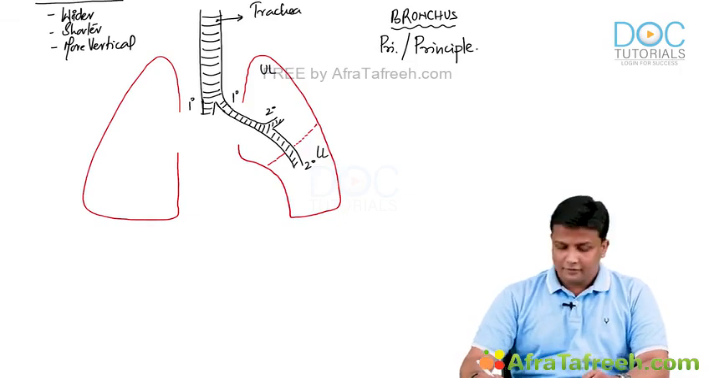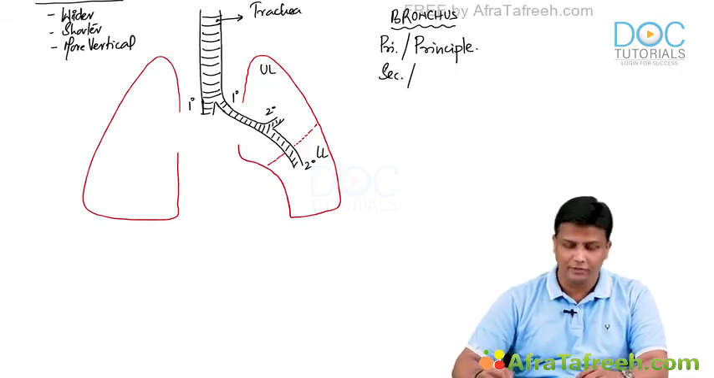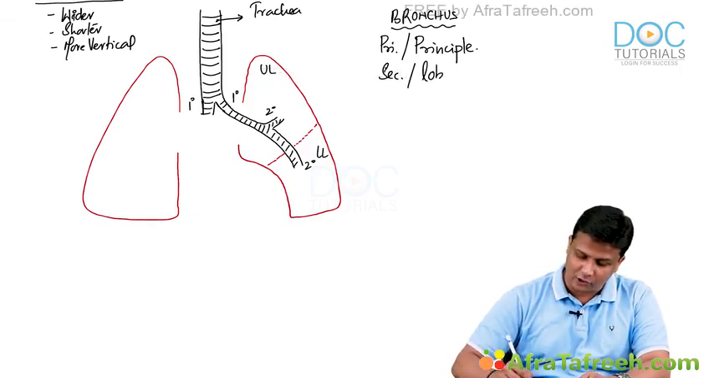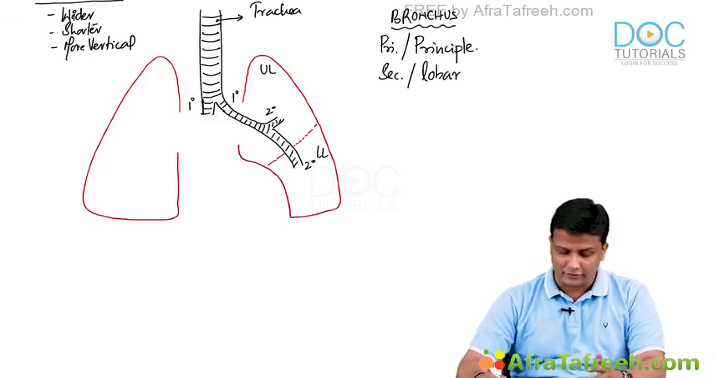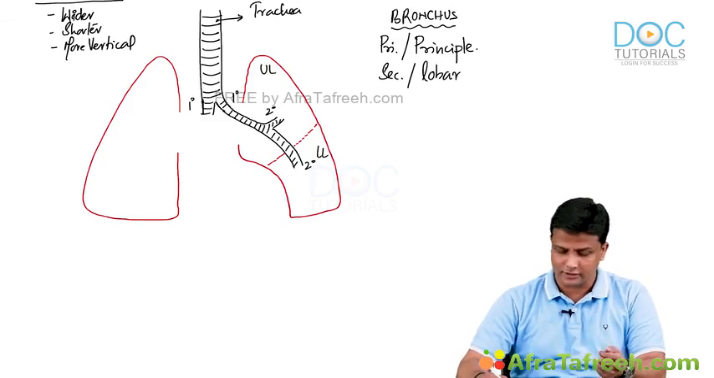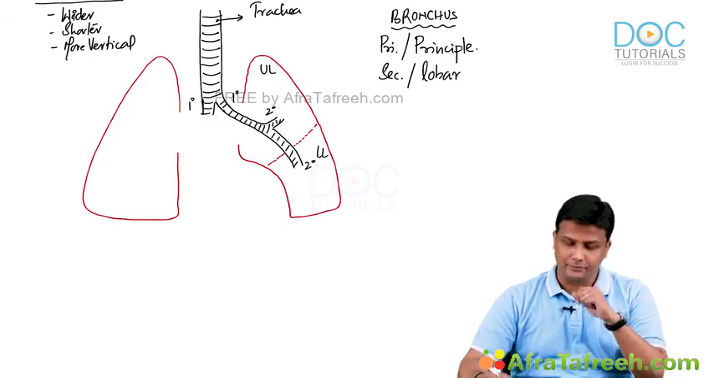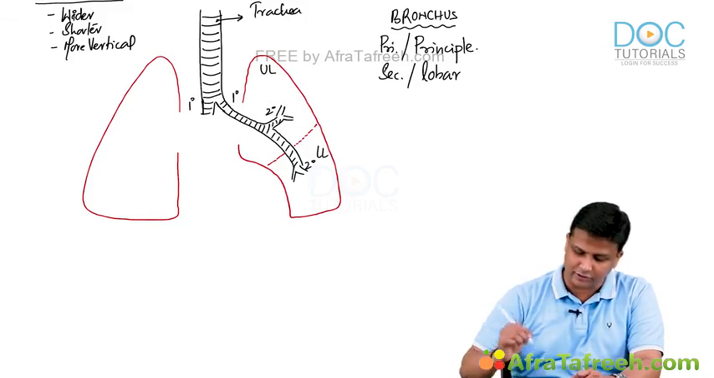So the primary bronchus is also referred to as the principal bronchus, the main one supplying the entire lung. Whereas the secondary bronchus is the one which will be supplying what? The lobe. That is the reason why it is known as the lobar bronchus. So one of the secondaries supplies the upper lobe, another secondary supplies the lower lobe, that is why lobar bronchus. Now, as the name indicates, the secondary bronchus will be further dividing into the tertiary bronchus.